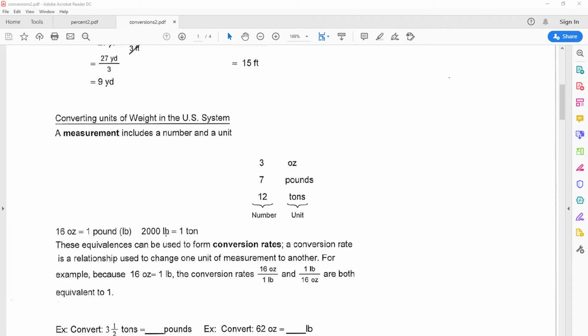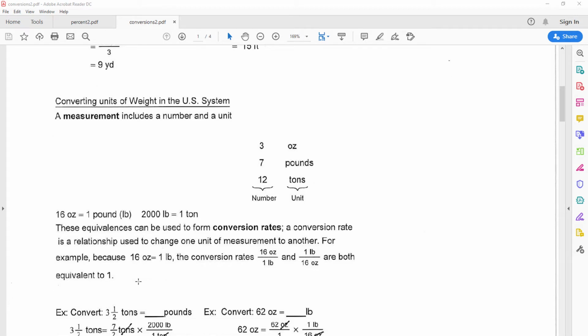Now from these equivalences, we can form conversion rates. A conversion rate is a relationship used to change one unit of measurement to the other. So in this case, we have, for example, 16 ounces to 1 pound. The conversion rates would be 16 ounces to 1 pound and 1 pound to 16 ounces. Both of these are equivalent to 1. Let's look at some examples converting units of weight.